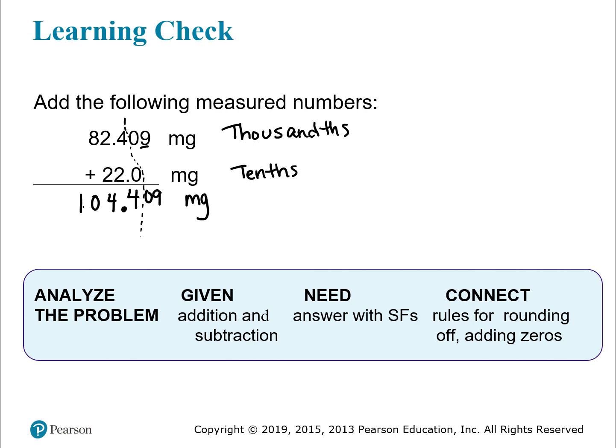So we've just added it all together. Your calculator should tell you 104.409. It's not going to tell you milligrams. Now you have to say, all right, I need to round this number to the tenth place. This 4 is my last retained digit. I'm looking at the next digit, which is a 0. Do I have to round up or do I just drop? In this case, we're going to drop because it's 4 or less. So our reported answer is 104.4 milligrams.